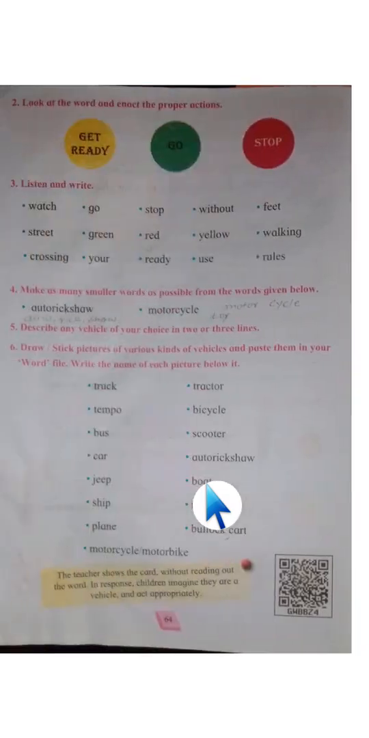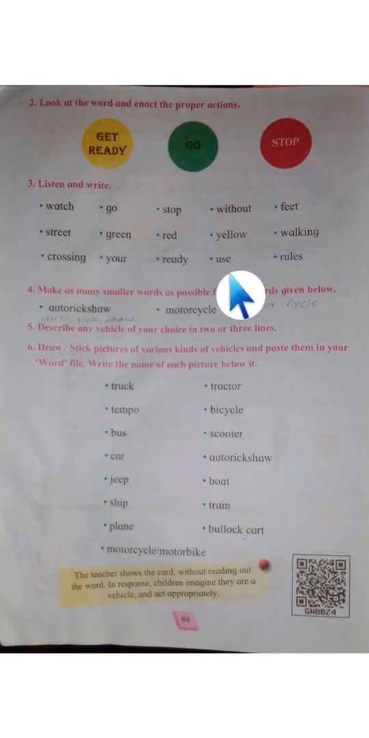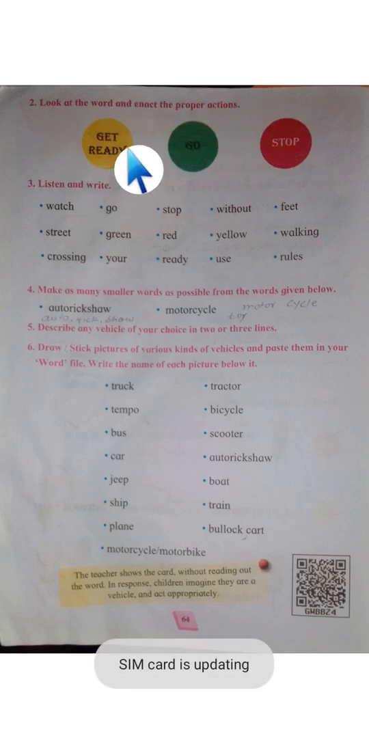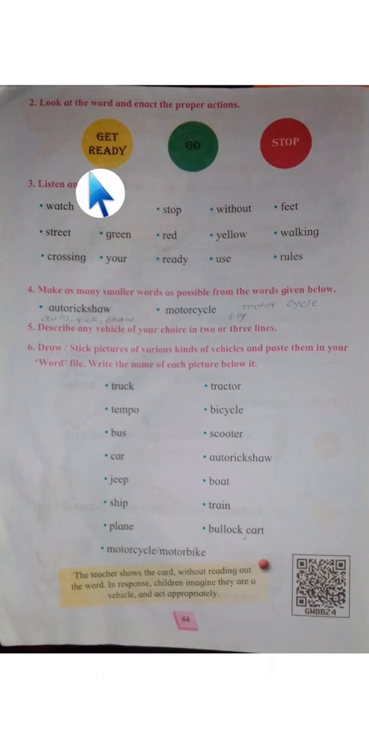I'm going to send this picture along with this video, and you have to complete the homework. Look at the word and enact the proper action. So what you have to do is enact: yellow means get ready, green means go, and red means stop.